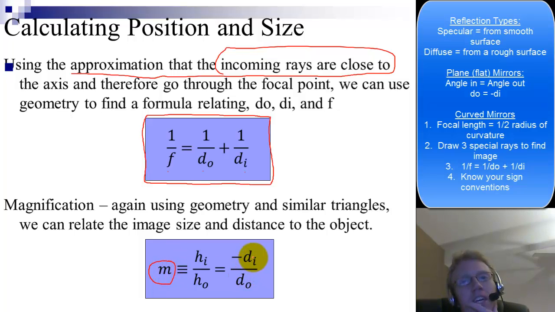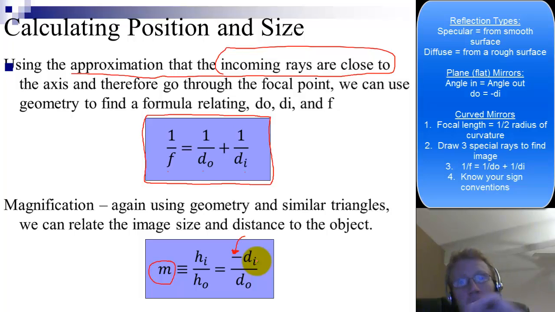So if the image is 3 times farther away than the object, then your magnification is times 3. It could be less than 1, like 1/2, which means the image shrunk. This minus sign is just because if the object is on the other side, it could be upside down.